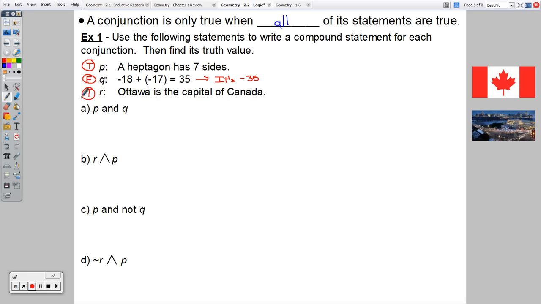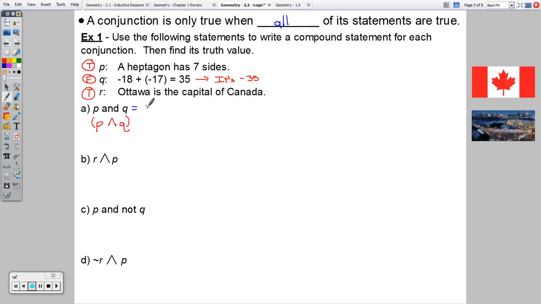So, statement A, P and Q. If we're going to write that in symbols, it doesn't say we have to do that, but if you were to write it in symbols, it would look like this: P and Q. Remember that capital looking A without the line there. That's our symbol for and.